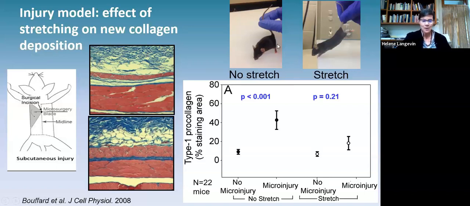Now, the way we stretch the animals is that we hold the animal very gently by the tail, and then we induce the animal to grab onto the edge of something, either the edge of a table or a bar, as indicated here. And then in response to that, the mouse spontaneously stretches their whole body.